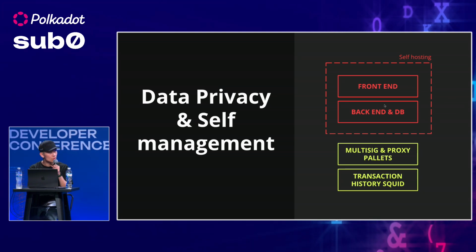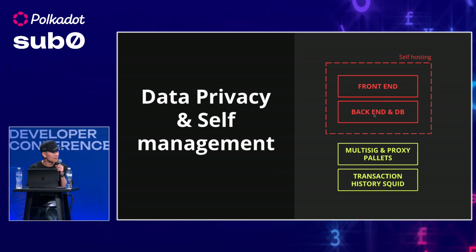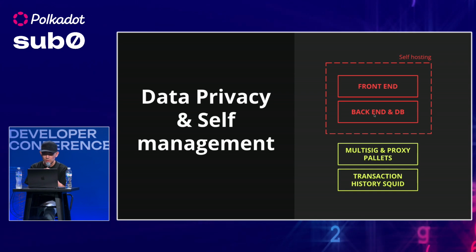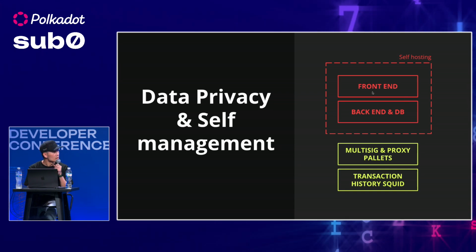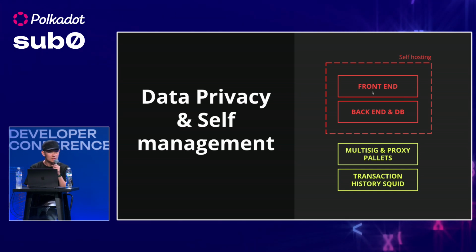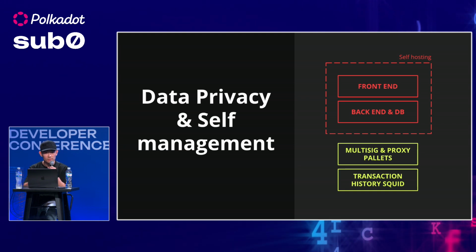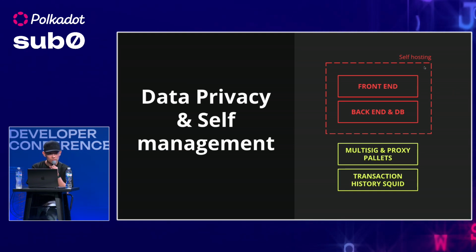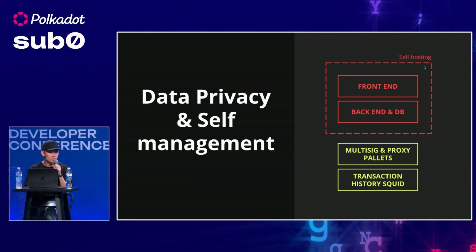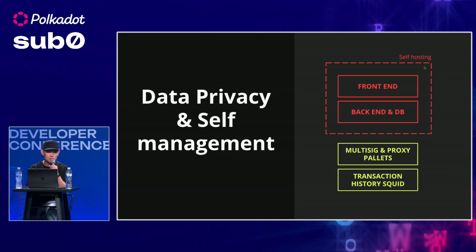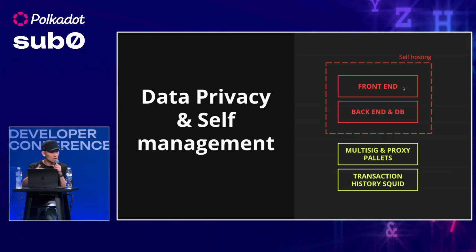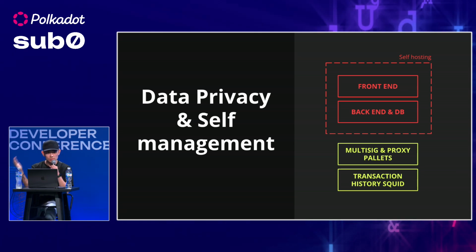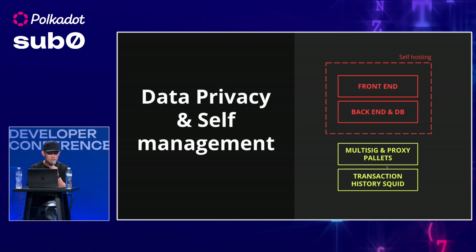What we do store in Signet is we have a backend and a database that stores all of the off-chain metadata that Glad has mentioned. We also have a front end. And if you're a team concerned about data privacy, you don't want us to have all of this information, we have the option to self-host. We have all of the Docker files and everything. So if that's something you're interested in, just reach out to us. And then our front end interacts directly with the multisig and proxy pallets and other on-chain operations.